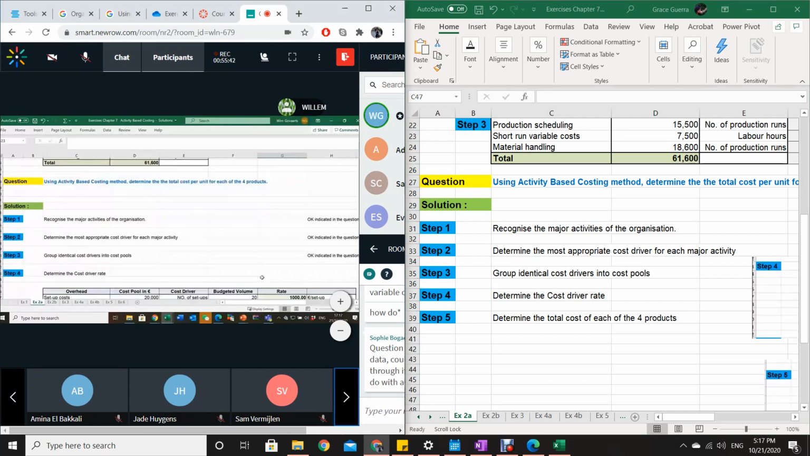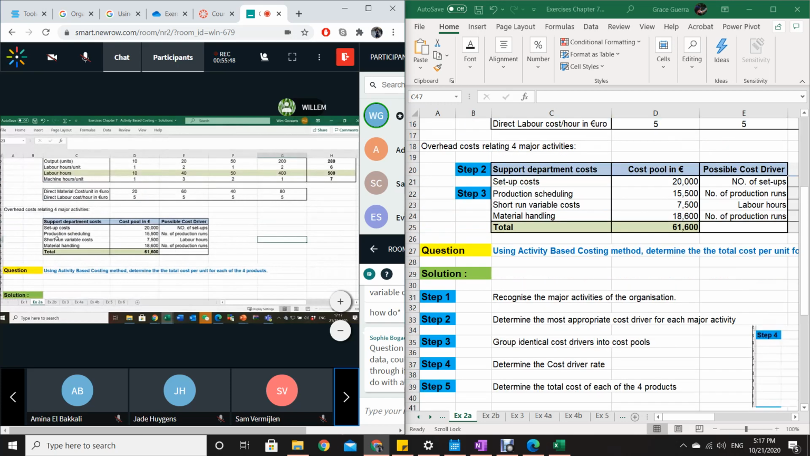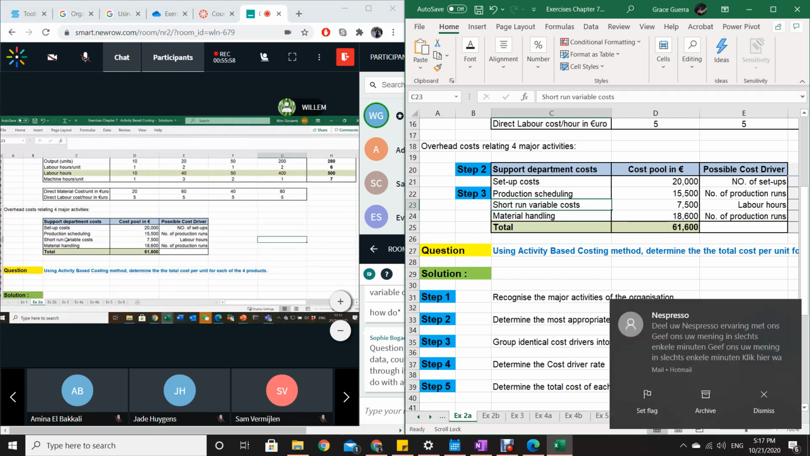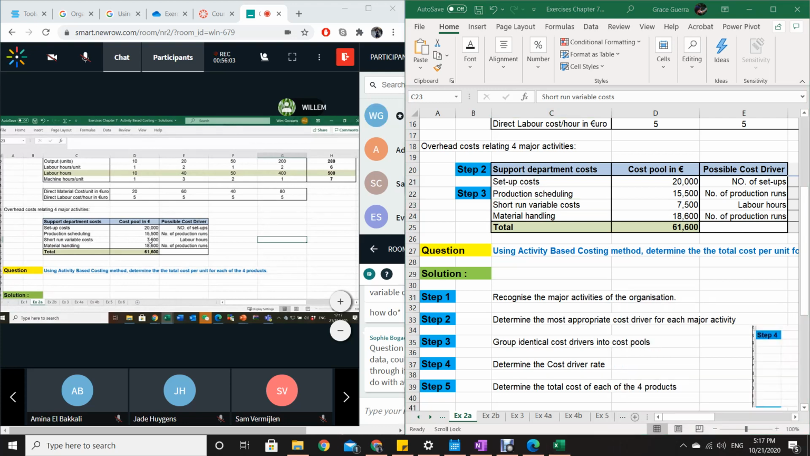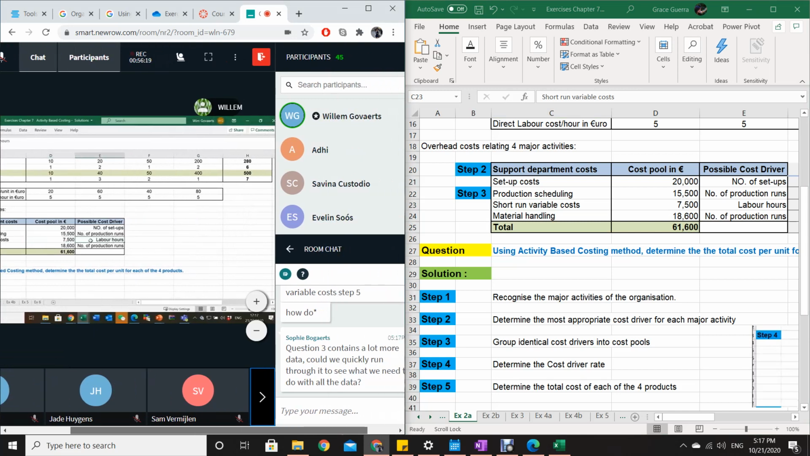So at the end, what we do here for the short-run variable cost. This is just information for when you have a run which is shorter than foreseen. Then there is a certain overhead cost also to take into account, and this overhead cost is 7,500. Sophie, I come immediately to your question. So the short-run variable cost, we say this is 7,500, and we're going to use the labor hours as a possible cost driver.